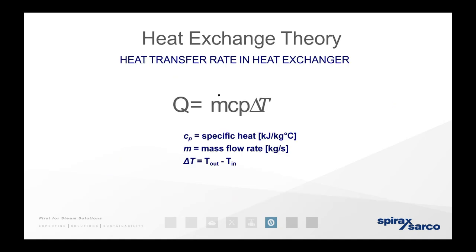So here is the formula that you saw on the previous page. You have CP, which is your specific heat, so your kilojoules per kilogram Kelvin. M is your mass flow rate, so kilograms per second. And your delta T is your temperature out minus your temperature in.